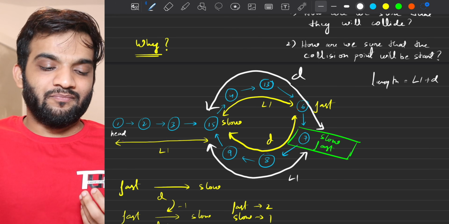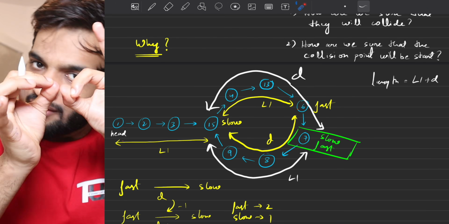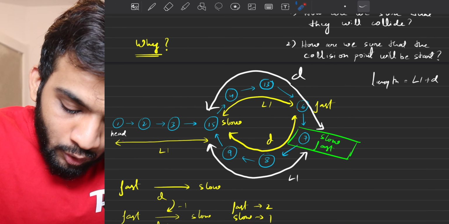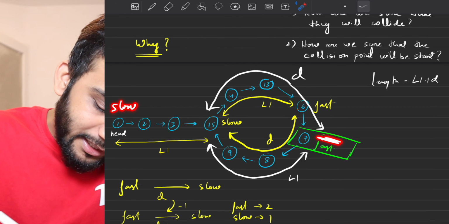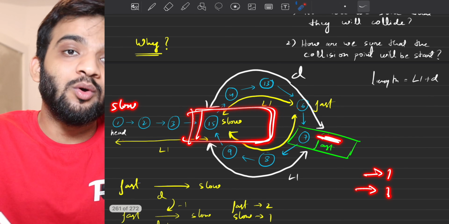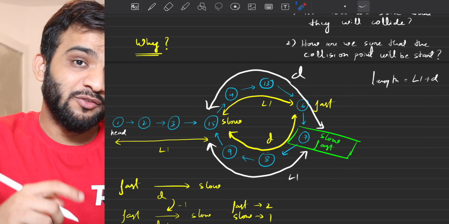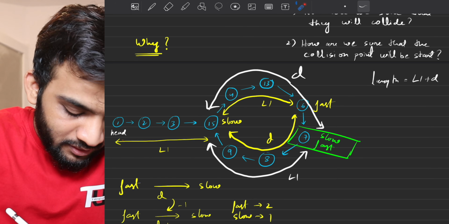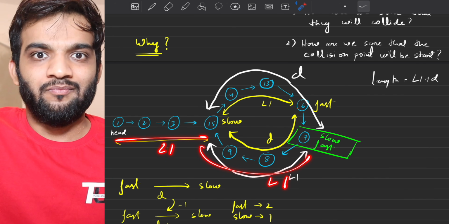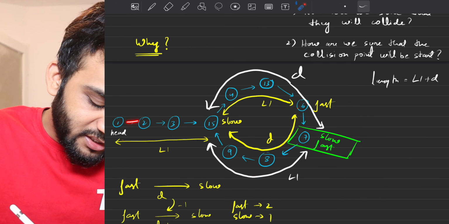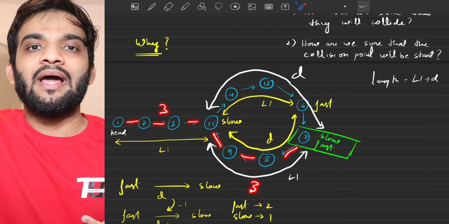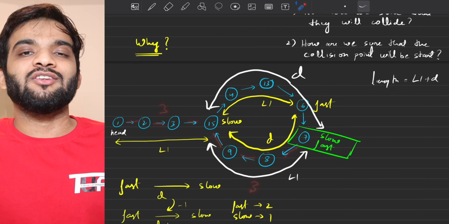Now tell me one thing. I've written down all the distances. You have understood the distances. What was the step 2 of the algorithm? The step 2 was we took slow over here and then we moved both by 1. And eventually they collided here. Why? Because we are moving them by 1, 1, 1. This is L1. This is L1. The distance is same. Because the distance is 3. They will collide. I hope you have understood the proof.